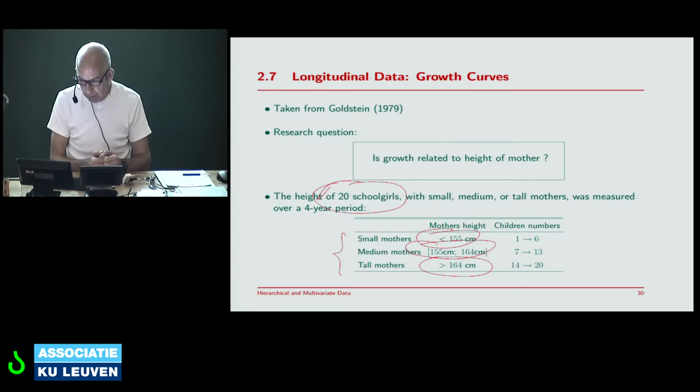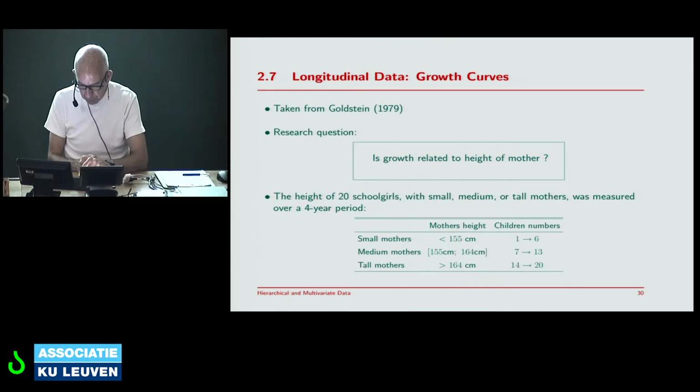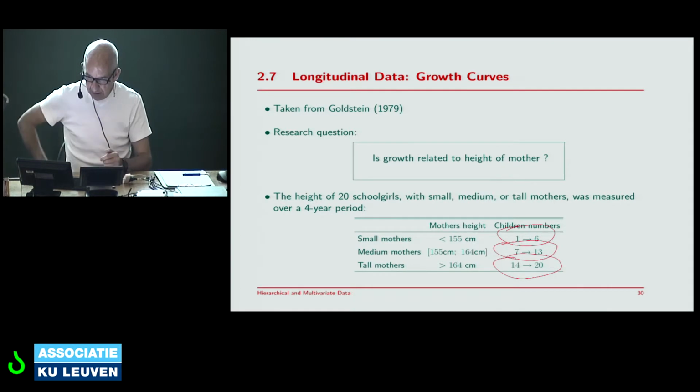size. However, it's not possible to have exactly the same size because we have 20 mothers and that's not divisible by 3, but we come very close. So there are 6 and then 7 and another 7 children. It's not perfect balance, but we come close to it.